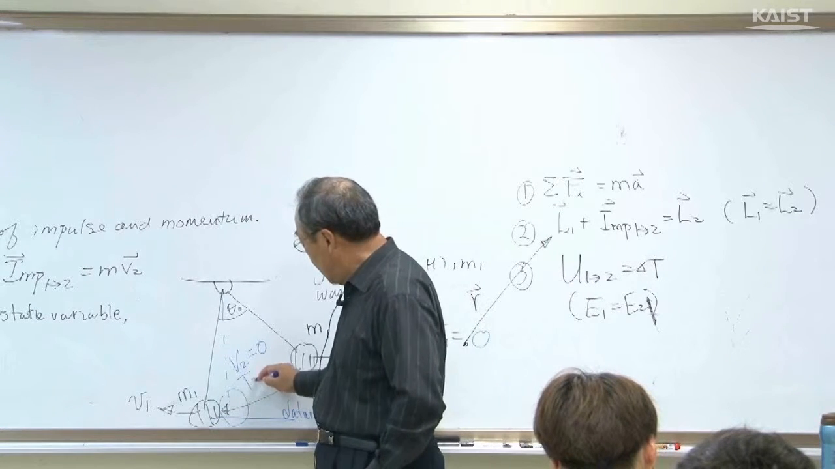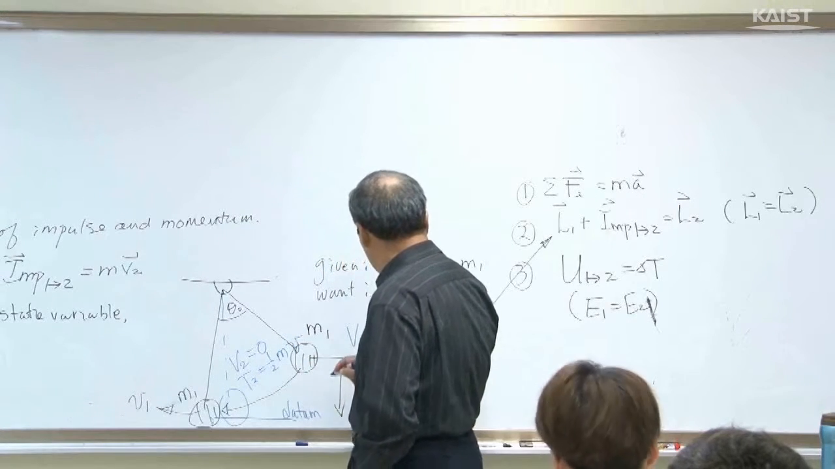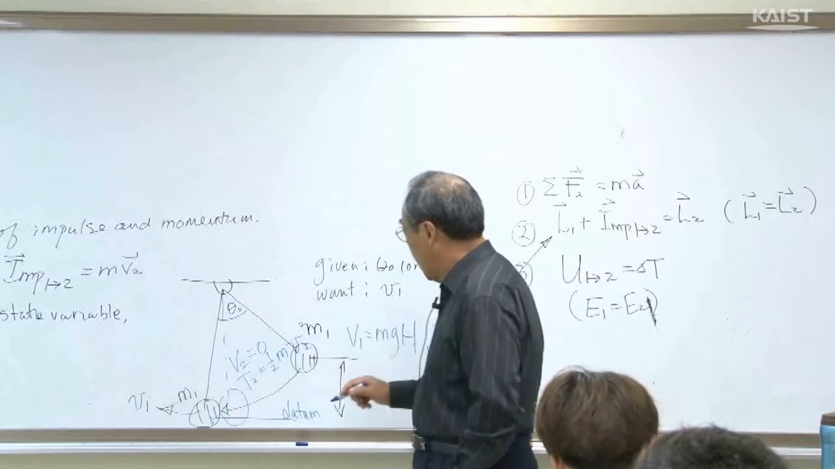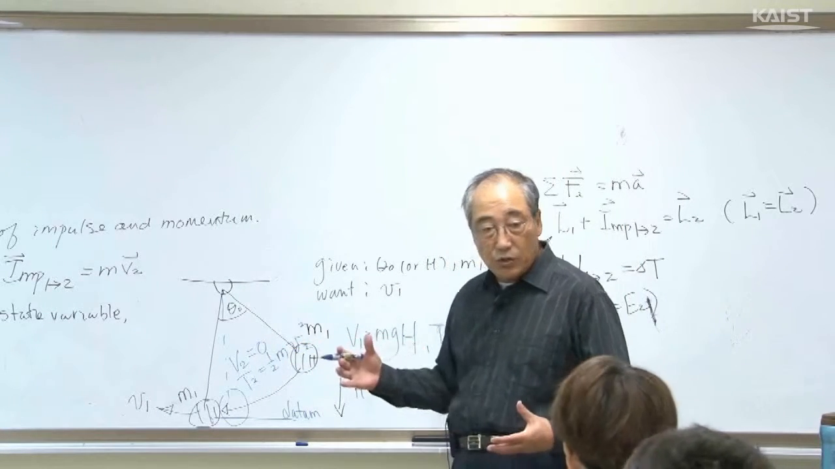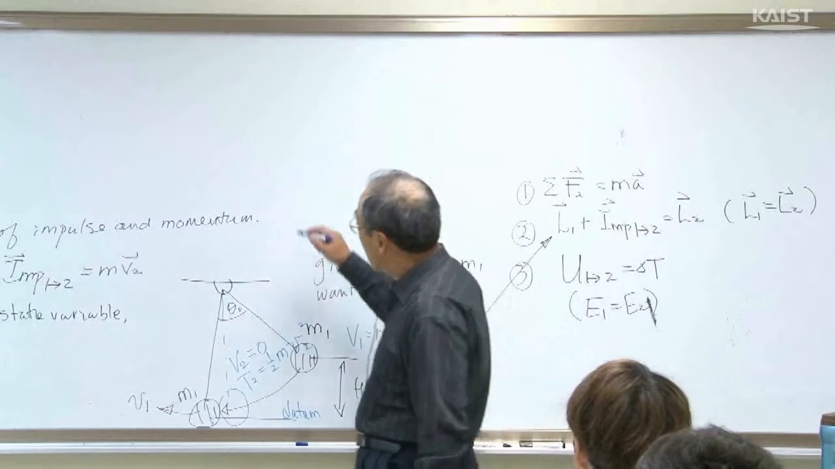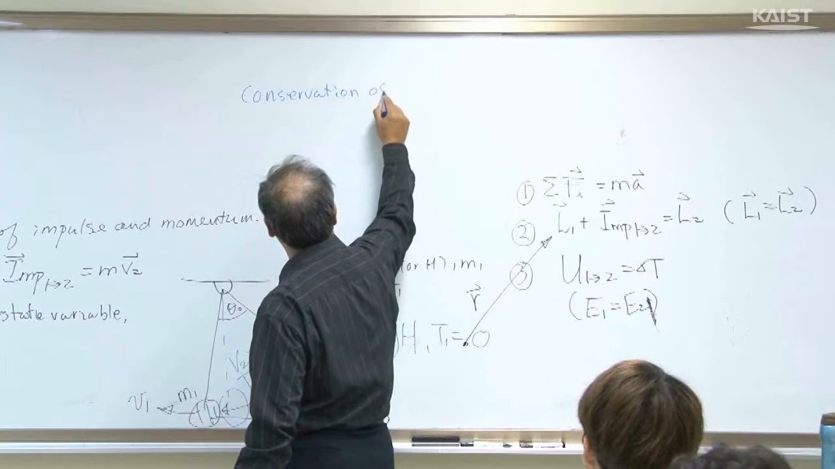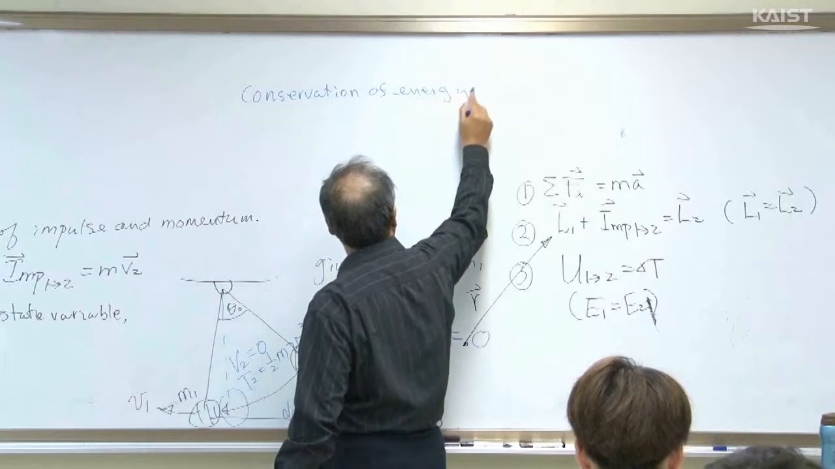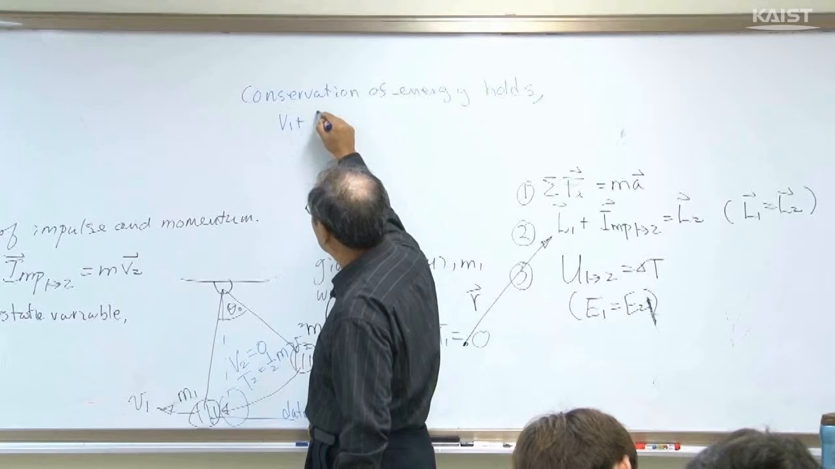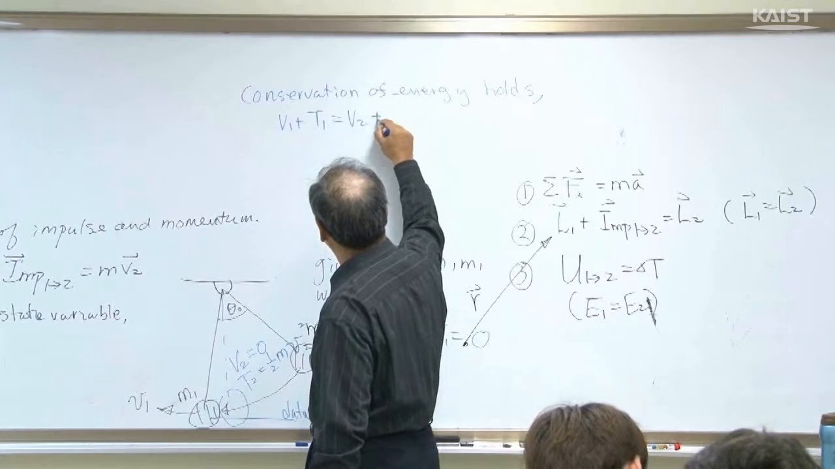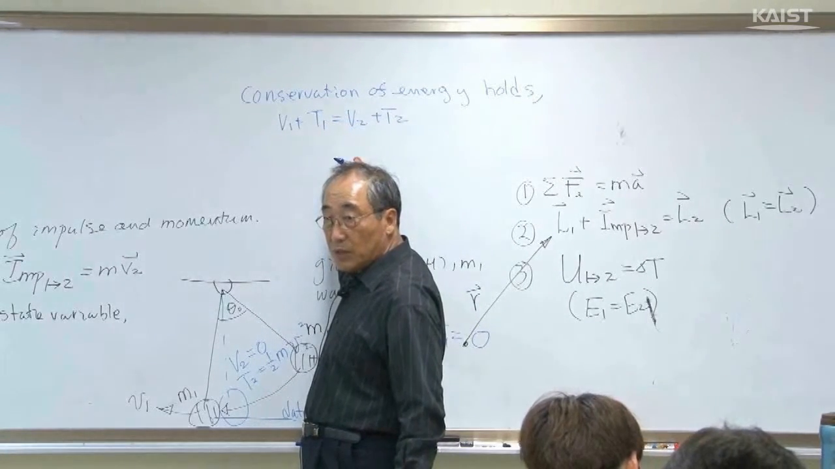And then the kinetic energy will be mv2 squared. Because there is no energy loss, this one and this one have to be conserved. So, conservation of energy. Therefore, I can write V1 plus T1 is equal to V2 plus T2. In other words, the energy at state 1 and the energy at state 2 must be the same.